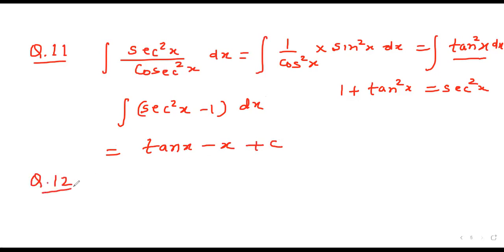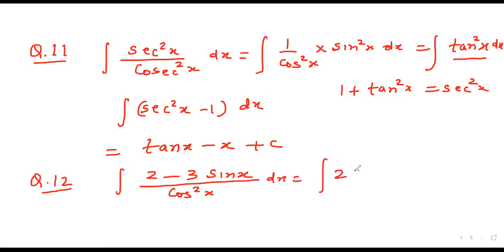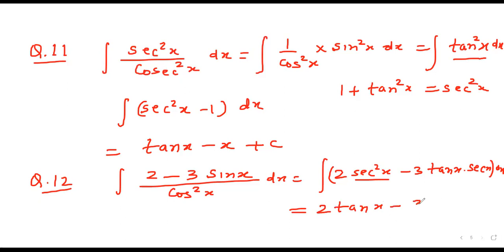Let's see question number 12. It says integration of (2 minus 3 sin x) divided by cos square x dx. It will become 2 sec square x minus 3 tan x times sec x dx. So integration of sec square x is tan x. So 2 tan x minus 3 sec x plus c.